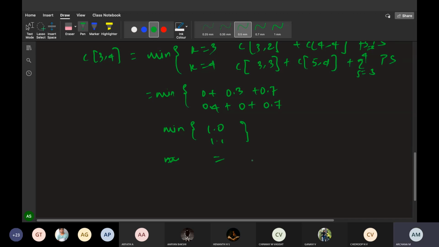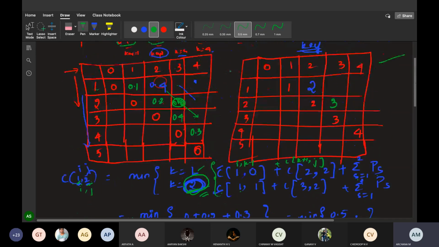In Bharat? 1.0. 1.0 is the minimum. So this 1.0 is got from which k value? K value 4. This is very, very important. You have to keep it in your mind. Okay, now I will write this.